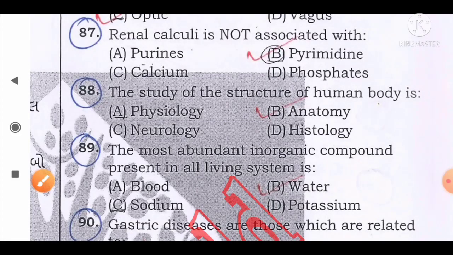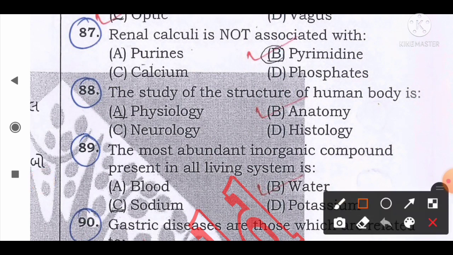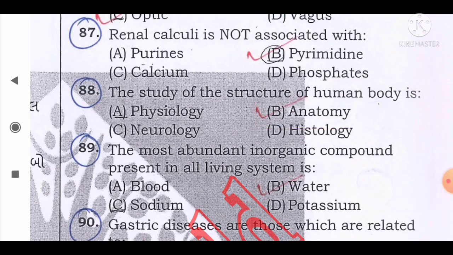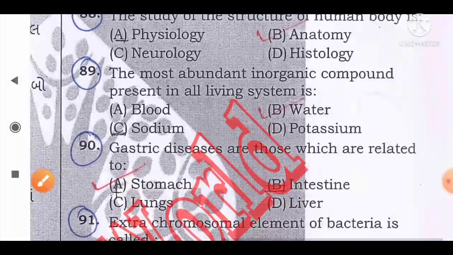Move to the next question number 88. The study of the structure of the human body is A physiology, B anatomy, C neurology, D histology. It is one of the easiest questions, and the correct answer for this question is anatomy, the study of the structure of the human body. So B anatomy is the correct answer for this question.